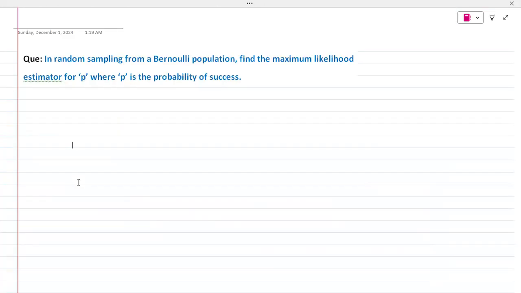So here we have a random sample from a Bernoulli population. Obviously, for a Bernoulli population, its parameter is p, the probability of success. What is a Bernoulli population, and what is the meaning of this probability of success? For that, please do watch the lecture on unbiased estimator. We have to find the MLE for this p.